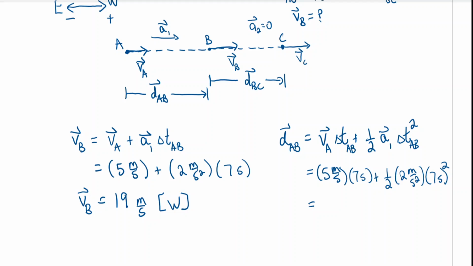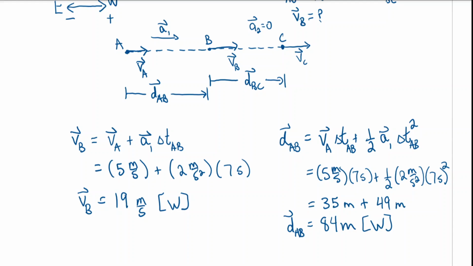So we've got 5 times 7 is 35 meters plus, we have 7 squared, which is 49. These 2's here are going to cancel out. So we just have 35 plus 49 meters, and that gives us 84 meters. All right, so our displacement from our interval A to B is 84 meters to the west.